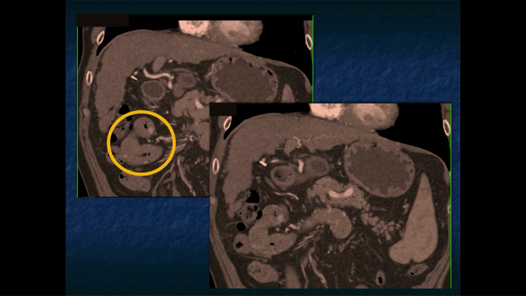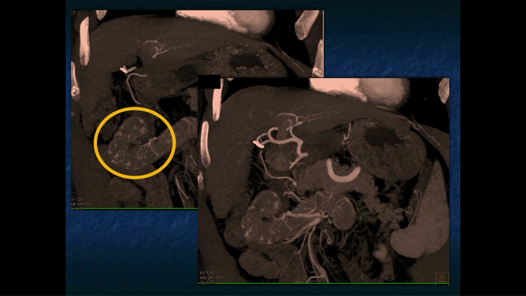But if I take that same data set and I look at MIP imaging, look how obvious it is, because now look at all of those bright dots you're seeing, the prominent feeding vessels, that's angiodysplasia.